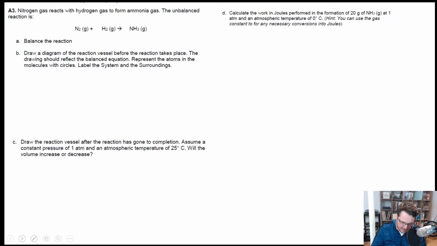So if we're balancing this reaction to form ammonia in this case, we have N2, H2, NH3. If we have one N2, that means we're going to have two NH3. So if we have two NH3, that means we have to have 6 hydrogens. We'll only have 2 right here with the H2, so that becomes 3. And that right there becomes the balanced equation in this case.